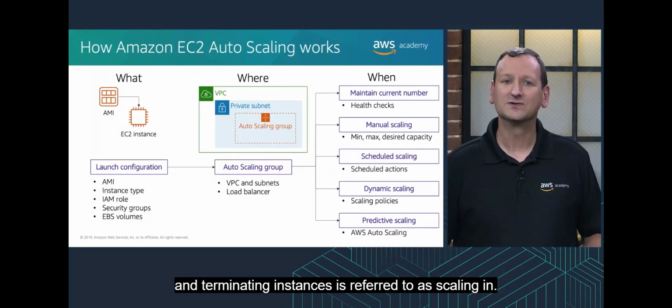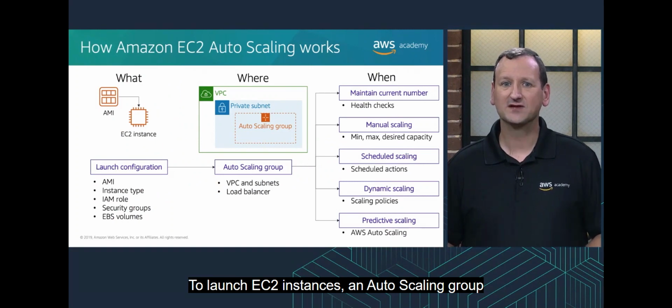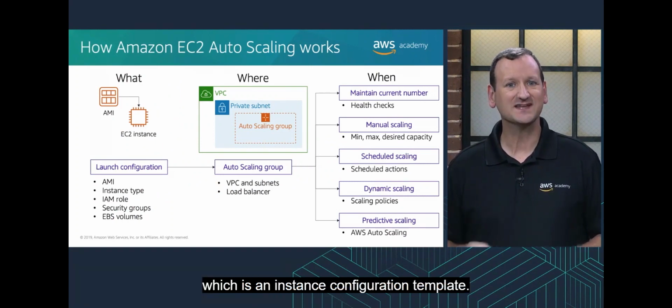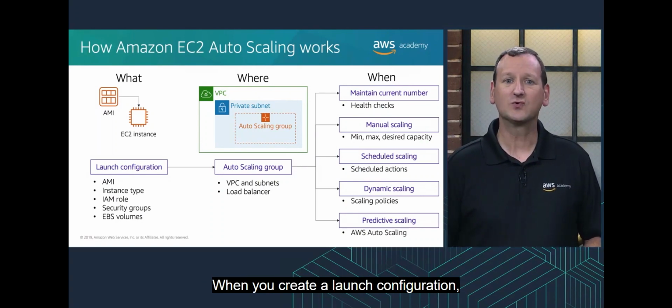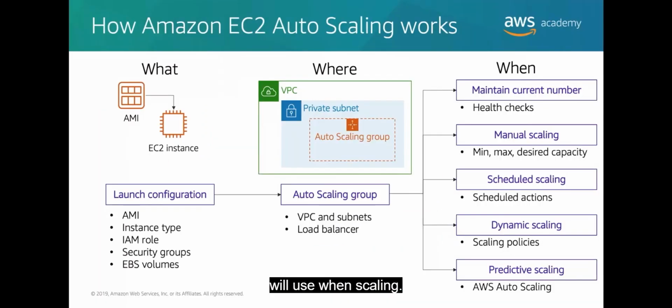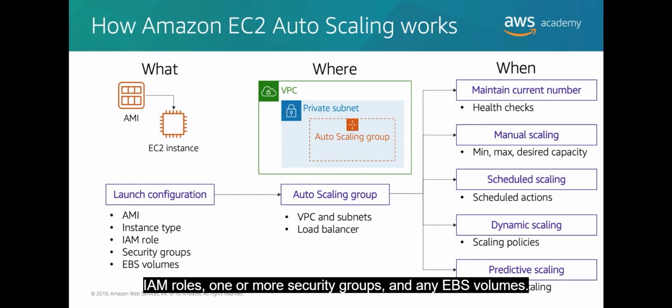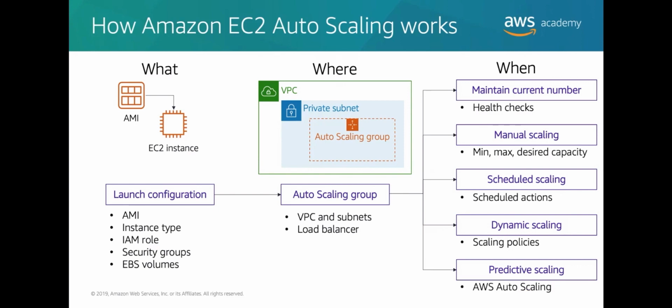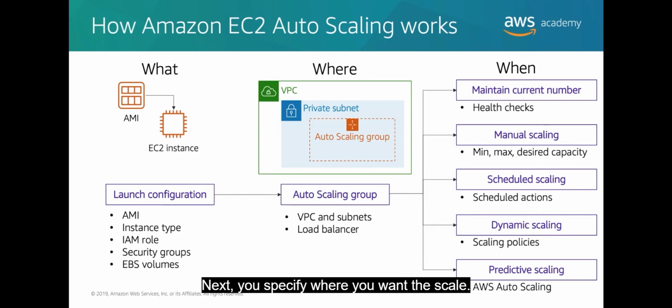To launch EC2 instances, an Auto Scaling group uses a launch configuration, which is an instance configuration template. When you create a launch configuration, you specify what information instances will use when scaling. The information you specify includes the ID of the AMI, the instance type, IAM roles, one or more security groups, and any EBS volumes. Next, you specify where you want to scale. You define the minimum and maximum number of instances and desired capacity of your Auto Scaling group. Then, you launch it into a subnet within a VPC.